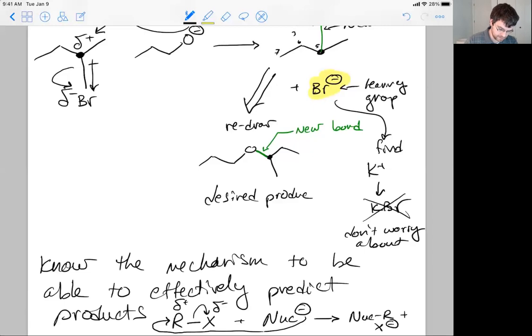That's the mechanism. I wish I hadn't drawn it so small, but hopefully you can at least get the idea. The nucleophile with a negative charge adds to the carbon, simultaneously pushes off the X group to give rise to a new bond between the nucleophile and the R group. That's the overall mechanism for the reaction. So it's a lot simpler than the free radical halogenation reaction.